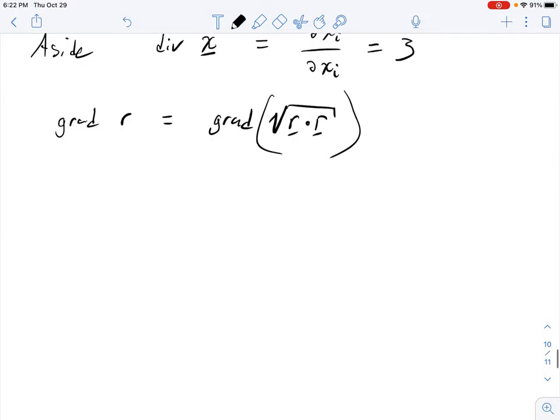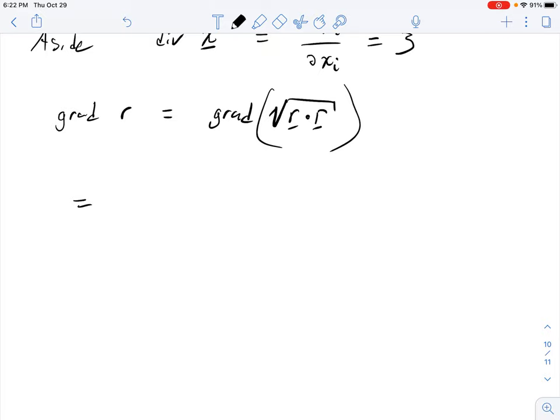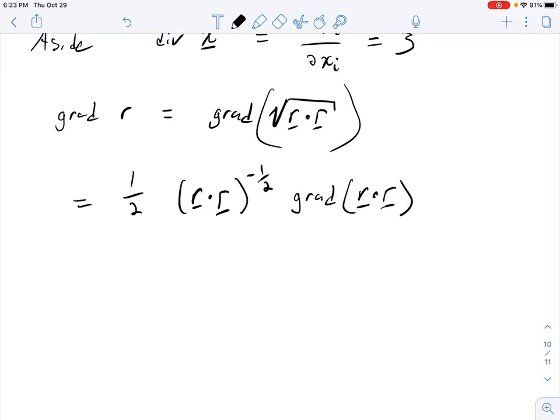right, so I would recommend going about it that way. And then that is equal to 1/2 (r dot r) to the negative 1/2 times grad of (r dot r). And then you can go from there on the rest of it. So that, I think, is the most effective way of doing it.